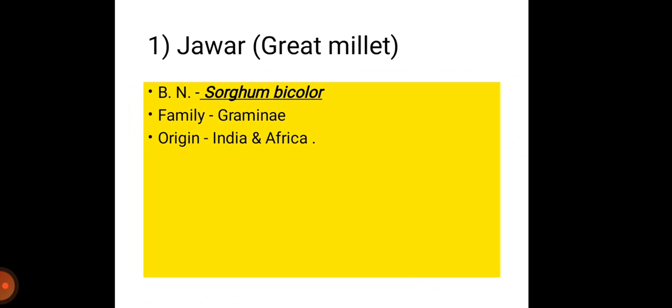Jowar is one of the important cereal crops. It is botanically known as Sorghum bicolor. Its family is Gramineae, and its place of origin is India or Africa. Basically, its origin is observed in East Central Africa. This is its place of origin.